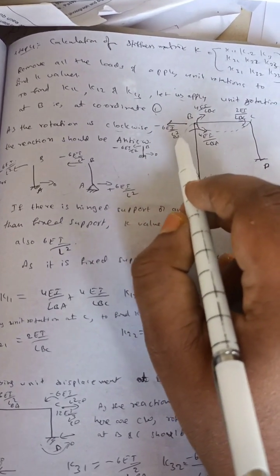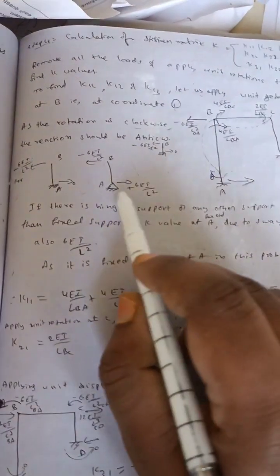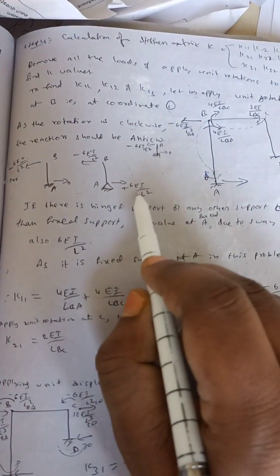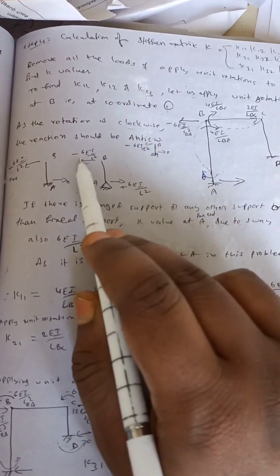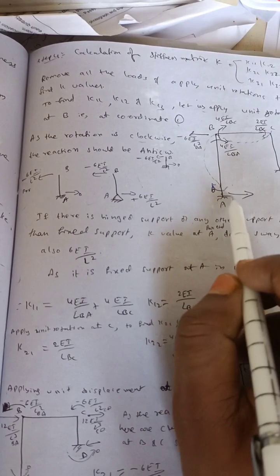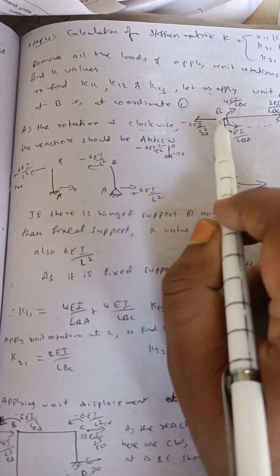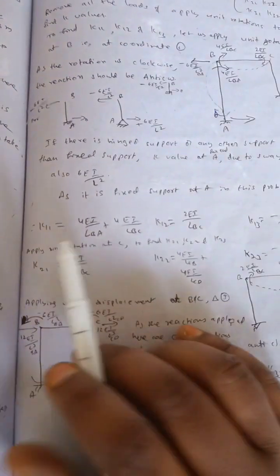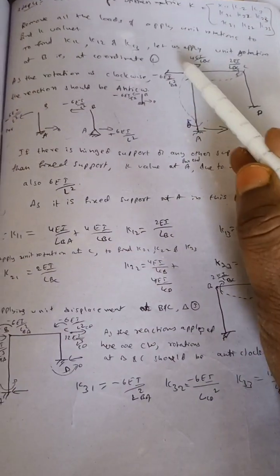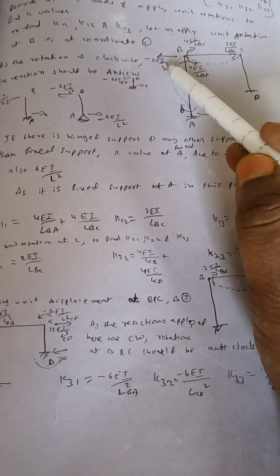The value is 6EI by L square here and here. See here, if this support is given as hinged support, we need to take it as 6EI by L square. Here it is minus, so we will get plus. But as in this problem it is fixed support, we will get 0. So minus 6EI by L BA square. K11 is the sum of these two. K12 is this one, K13 is this one, minus 6EI by L BA square.